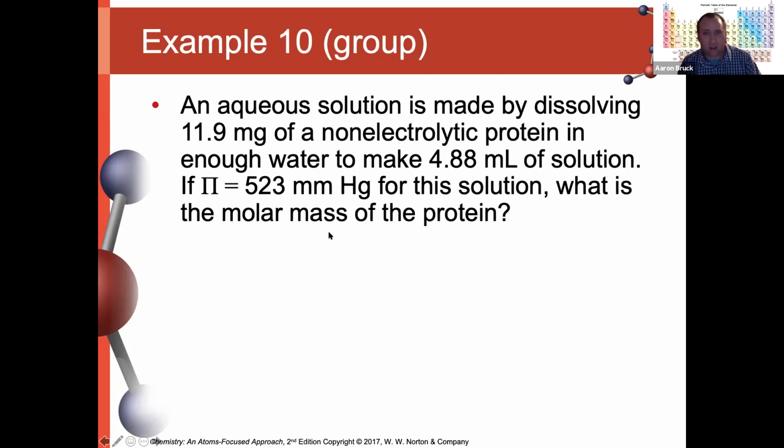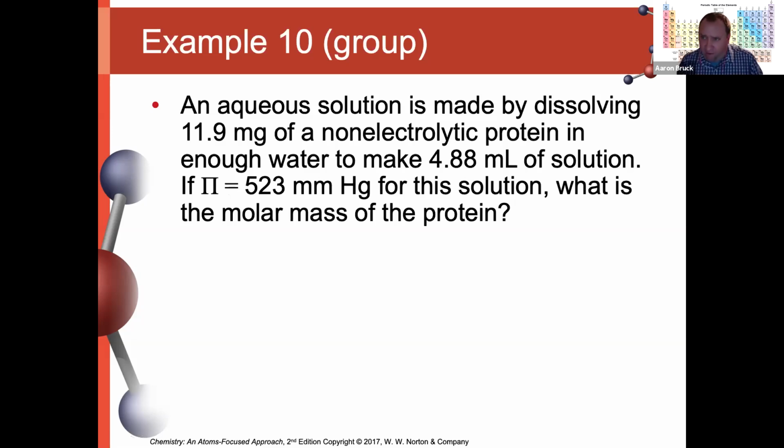All right, one more example, and then a brief discussion. And actually, we'll save the discussion of Henry's Law for tomorrow. There are no homework or quiz questions about it, but it'll move us very nicely into talking about gases. So, last question here. We have an aqueous solution we make by dissolving 11.9 milligrams of a non-electrolytic protein in enough water to make 4.88 mL of solution. The osmotic pressure is 523 millimeters of mercury. What is the molar mass?